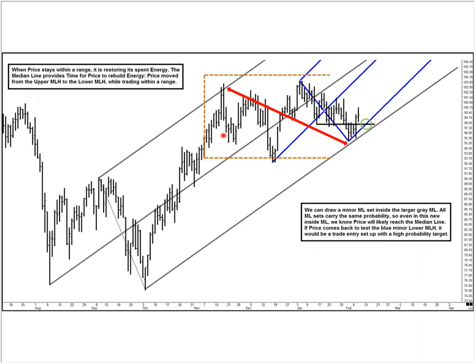What does price do? It does nothing. It trades sideways. Now, why is that? When price makes a long sprint in either direction, it's expending energy. Just like if you get in the car and drive, I live in Arizona, I live in the middle of Arizona. If I drove from here to the Grand Canyon, by the time I got to the Grand Canyon, my car would be out of gas, or my truck.